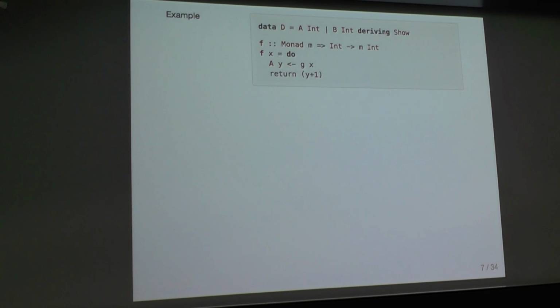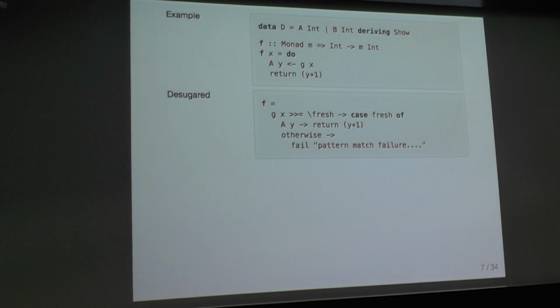You have a function G that returns a value of type D, you pattern match on it, and you move forward. Well, what's the problem here? Well, what if the pattern doesn't match, right? G could return a B, okay? So now let's look at how this is desugared. This is directly after desugaring. So how is this piece of code desugared, okay?